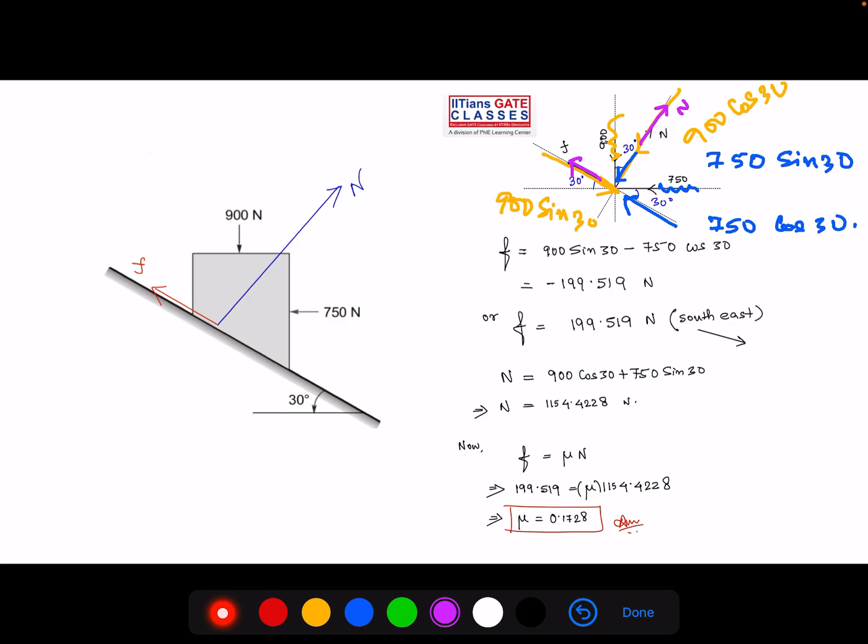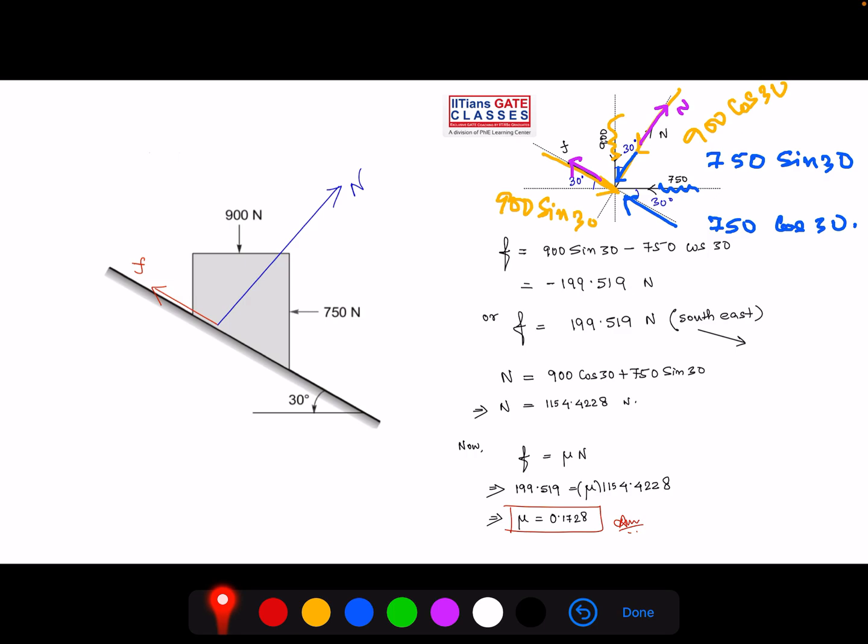So if you see, if I want to find out the friction force, what is the friction force? The friction force is equal to the downward force, 900 sine 30, and the upward force, 750 cos 30. So friction force is equal to 900 sine 30 minus 750 cos 30. If you evaluate it, it comes out to be minus 199.519 Newton.